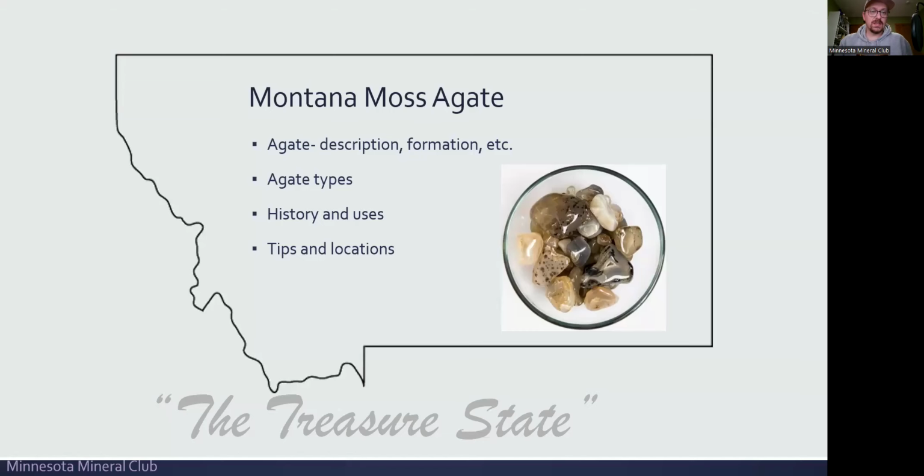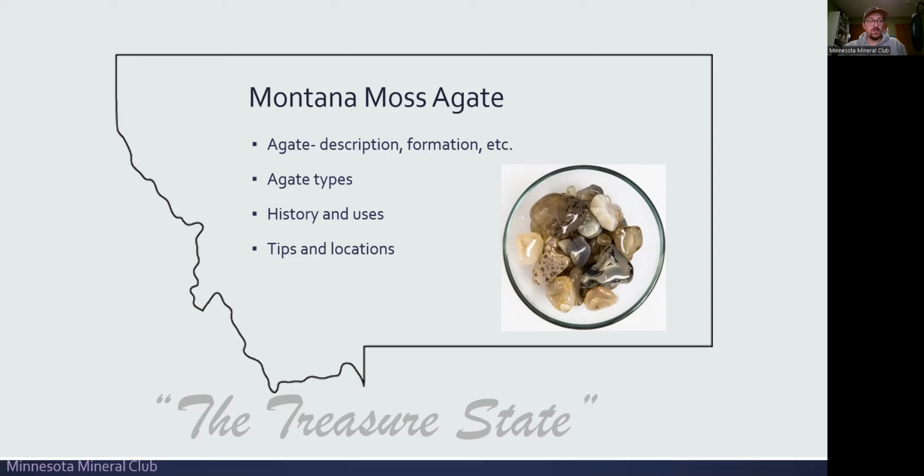So Montana moss agates are found in Montana, as well as some other locations. Today we are going to go over the descriptions and formations, etc., of agates. This will get pretty technical at the beginning here, so just stick with me and you'll learn hopefully a lot about agates in general. We'll also start going through some of the different Montana moss agate types, where you can find them, go through some of the history and different uses of Montana moss agates, as well as some good tips on how and where to find Montana moss agates.